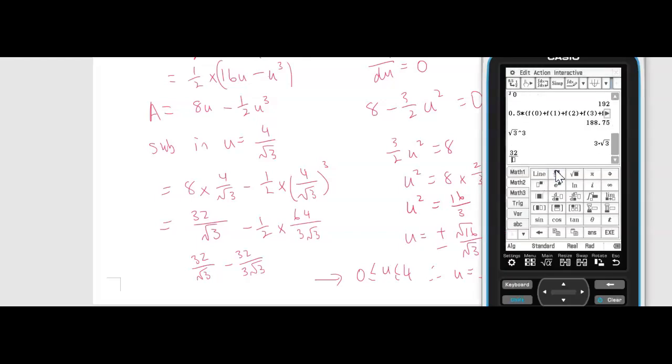But if you were doing this by hand in an exam, you would obviously have to get the same denominator. So 32 on 3 root 3. 64 root 3 on 9.